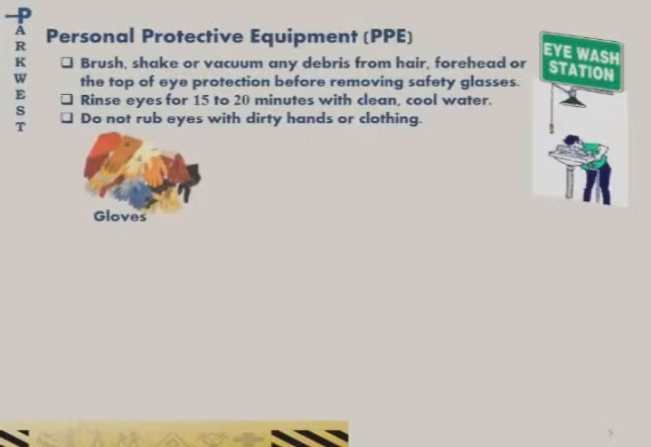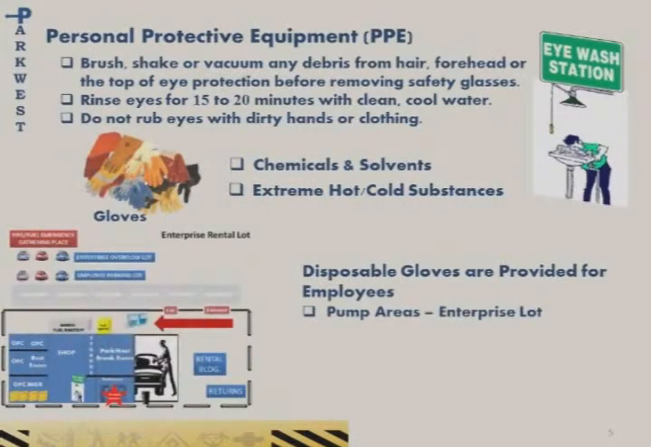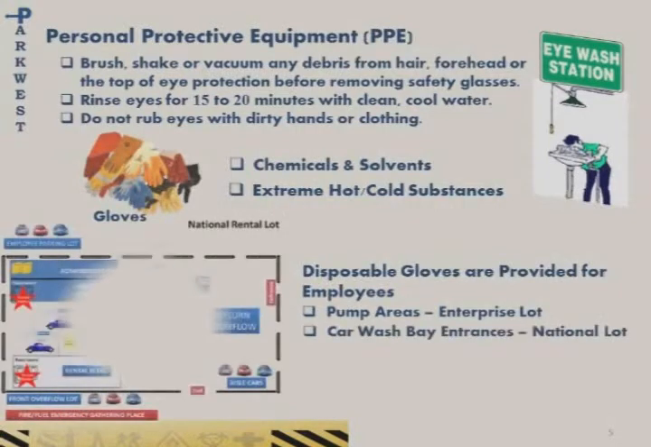Hand protection should be worn when working with chemicals and solvents and extreme hot and cold substances. Disposable gloves are provided for employees. They are located in the pump areas at the enterprise lot and the car wash bay entrances at National.